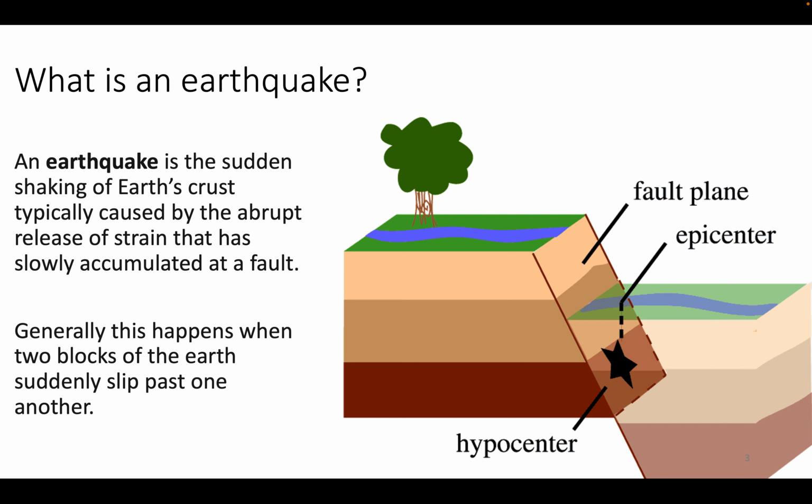What is an earthquake? An earthquake is a sudden shaking of the Earth's crust, typically caused by the abrupt release of strain that has slowly accumulated at a fault. Generally, this happens when two blocks of Earth suddenly slip past one another. The surface where the slip occurs is called the fault or fault plane. The location below the Earth's surface where the earthquake starts is called the hypocenter, and the location directly above it on the surface of the Earth is called the epicenter.